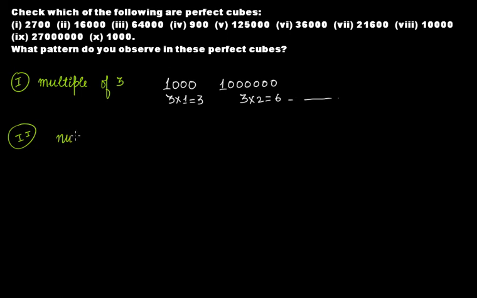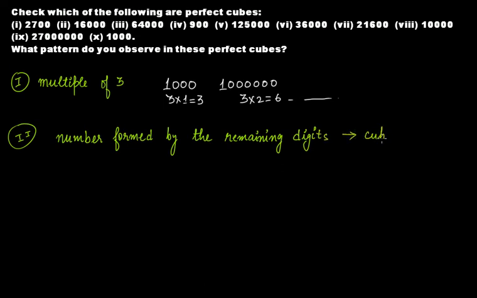The number formed by the remaining digits, that is the digits other than zeros, should be a cube number itself. Only then your number will be a perfect cube. Okay, let's check. So your first number is 2700.